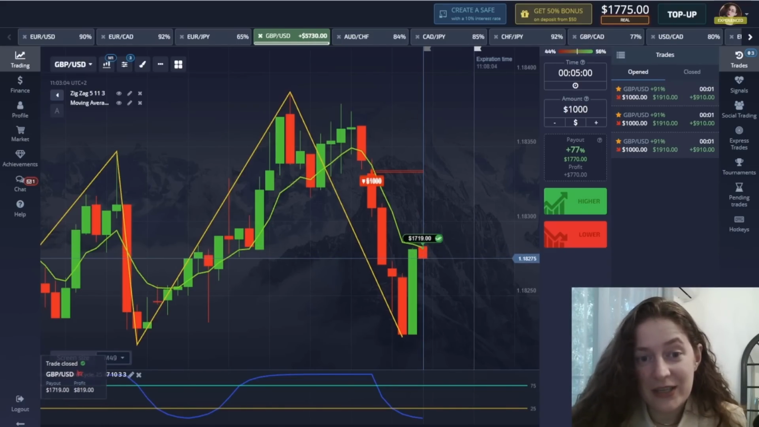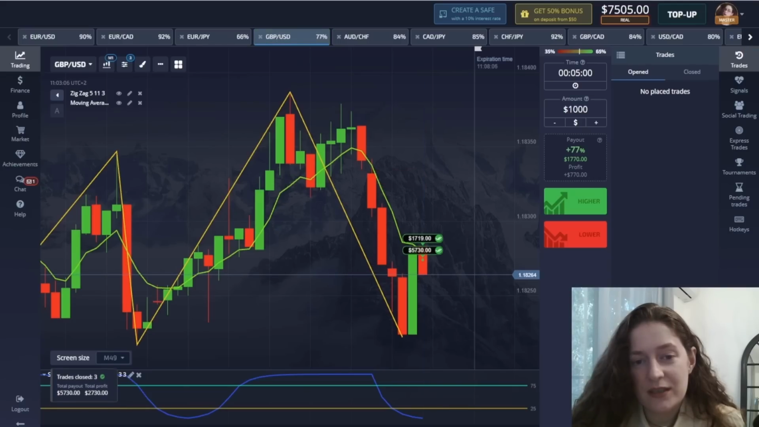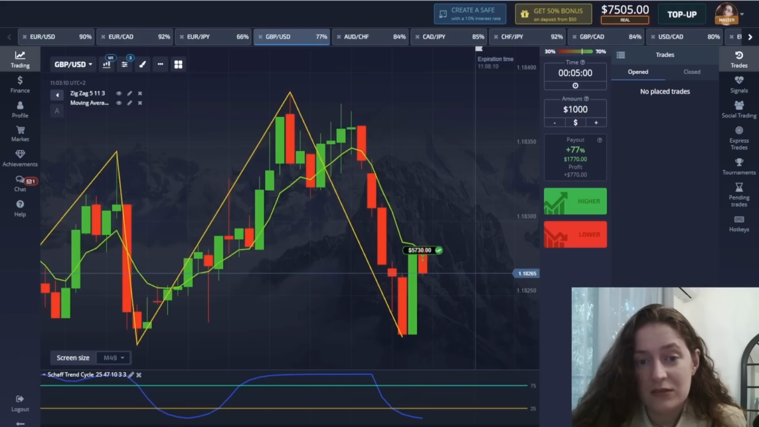So it's very cool. I won even with a 5-minute time interval, and I think it was quite convincing profit. I personally like this method very much, and it gives me good results.